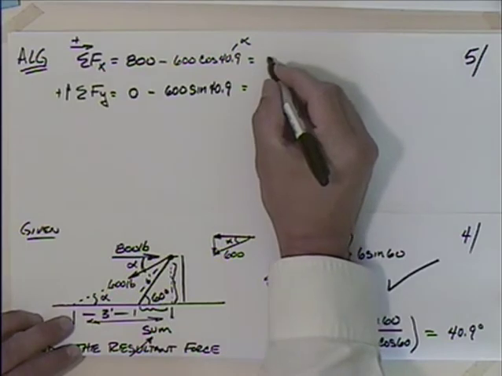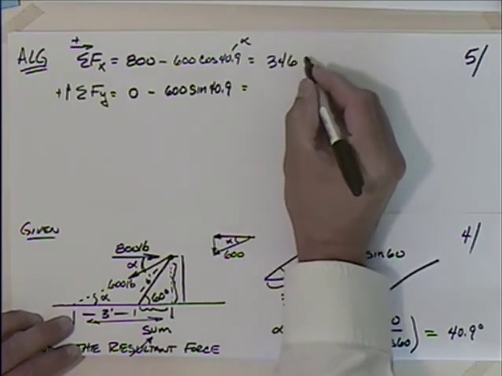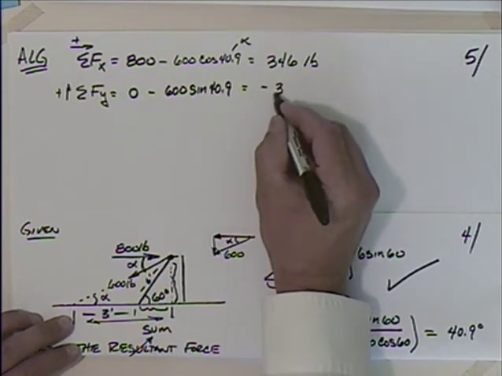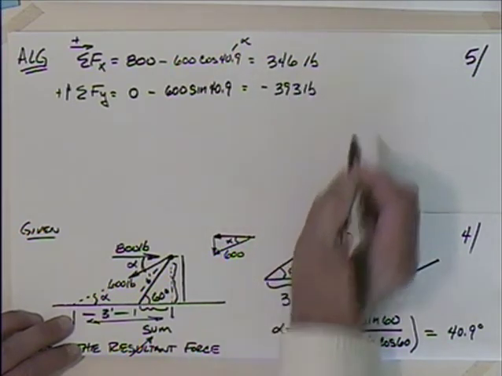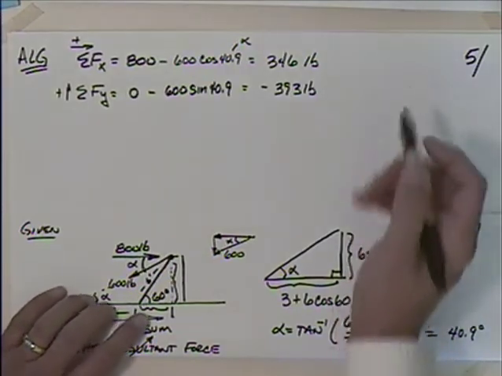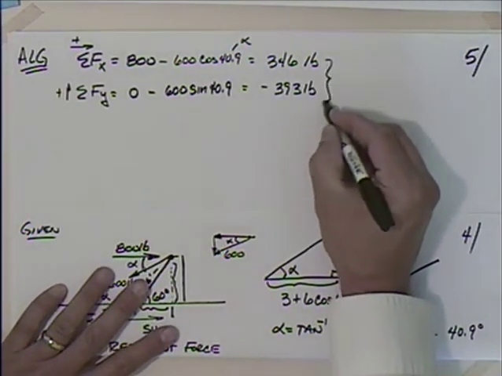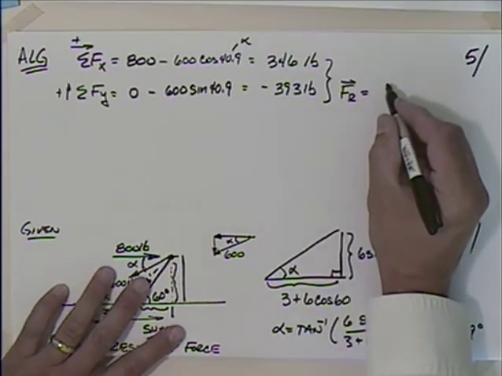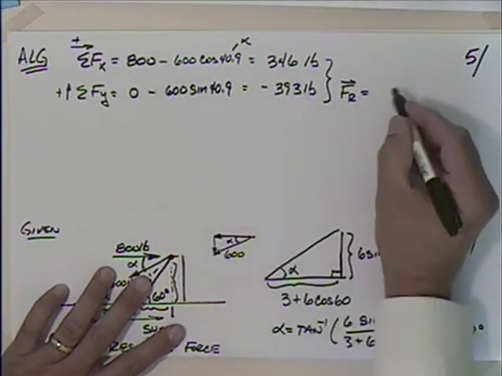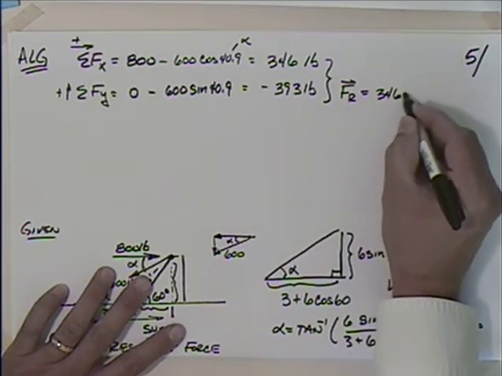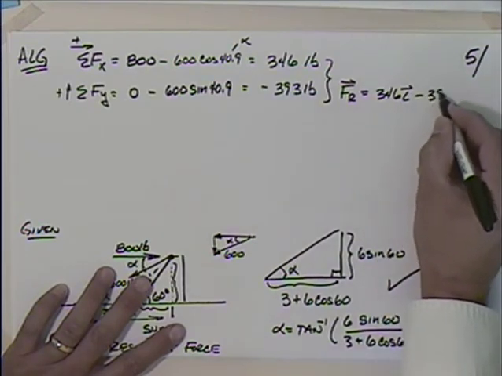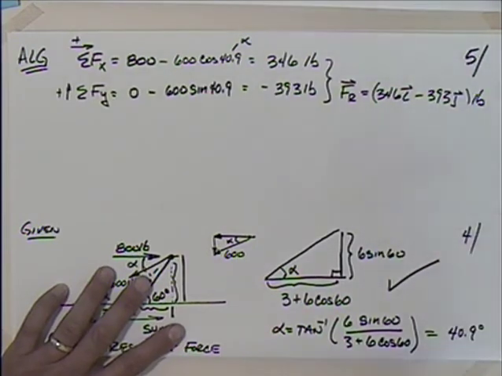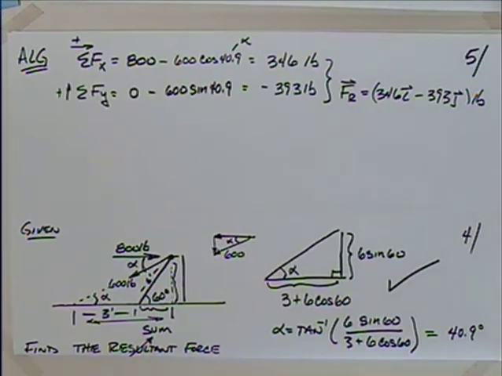This should come out to 346 pounds, 346 pounds, and this one's going to be minus 393 pounds. So with that, I could write this in Cartesian form if I wanted to. Take these and say that F sub R is equal to 346 in the i direction minus 393 in the j direction, and that would be pounds. That would be a proper Cartesian answer, but it's hard to compare.